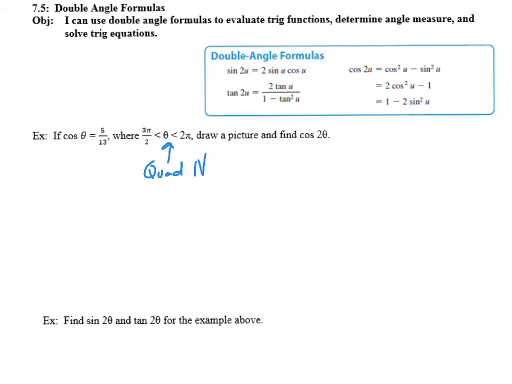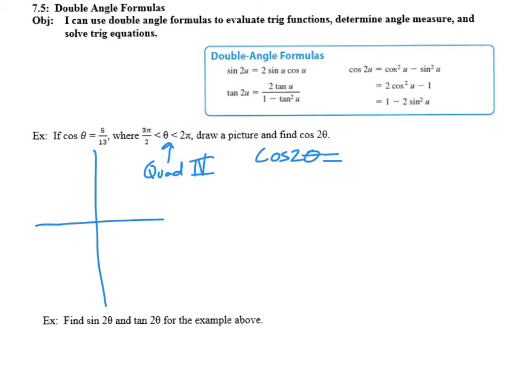It's in quadrant number 4. So we'll draw a picture of it first, but then what we're going to do is over here, I'll get my work started. We want the angle that is twice the size, okay? Now, I'm going to draw the picture. I'm going to need the picture for the next part because I want to do the same for sine and tangent.